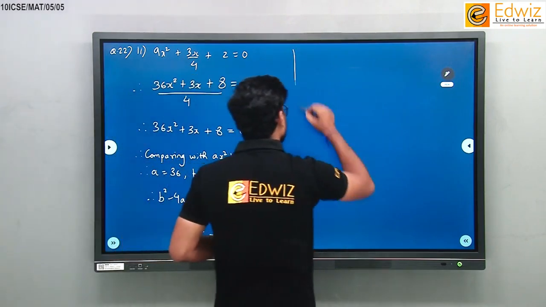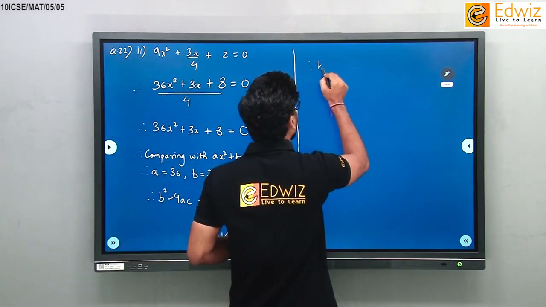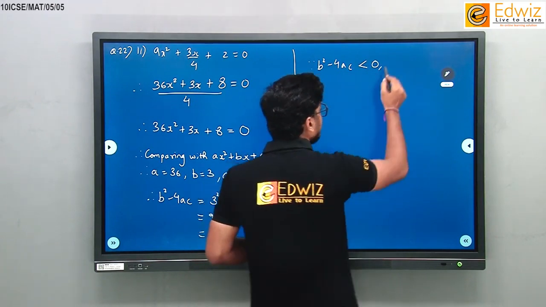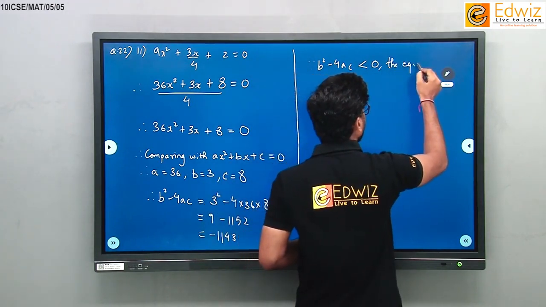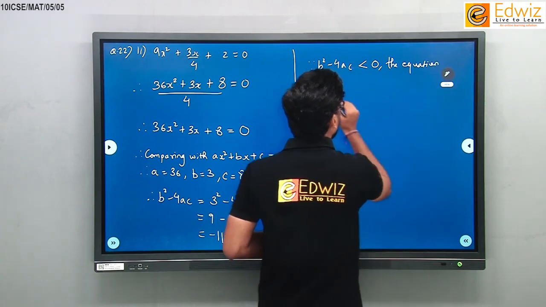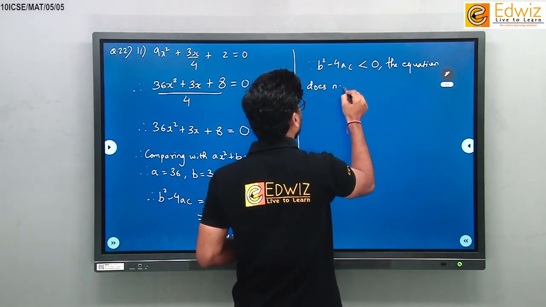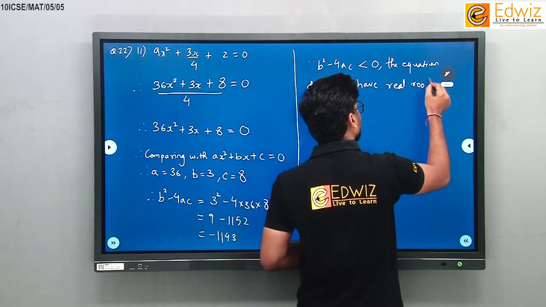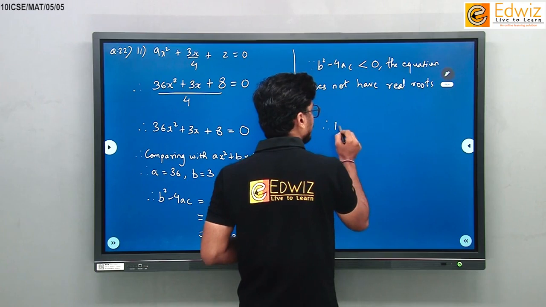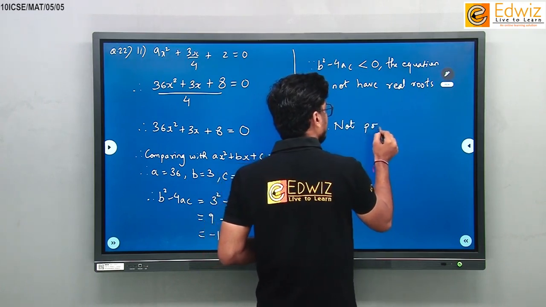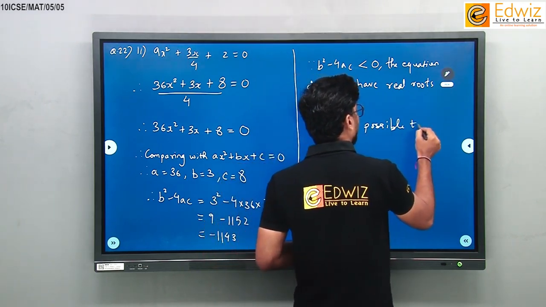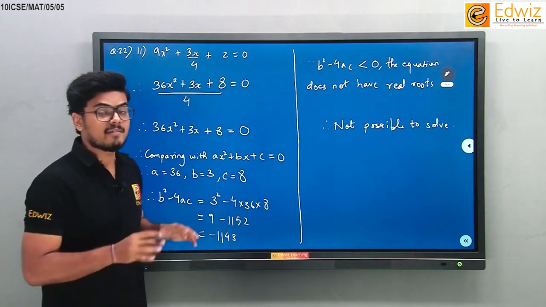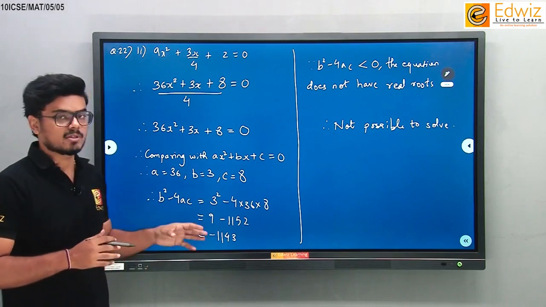So since b square minus 4ac is less than 0, the equation does not have real roots. So therefore not possible to solve. Since the equation does not have real roots, it is not possible for us to solve.